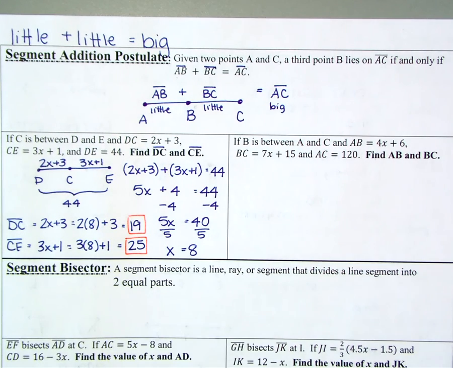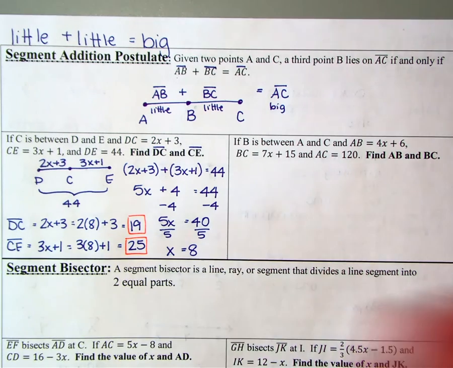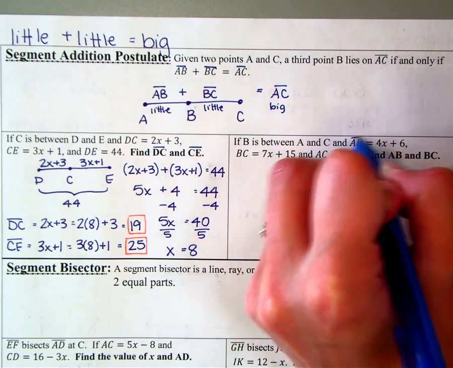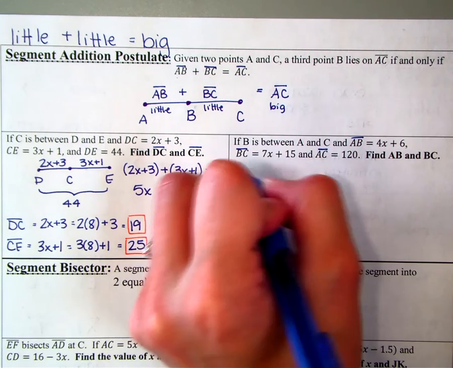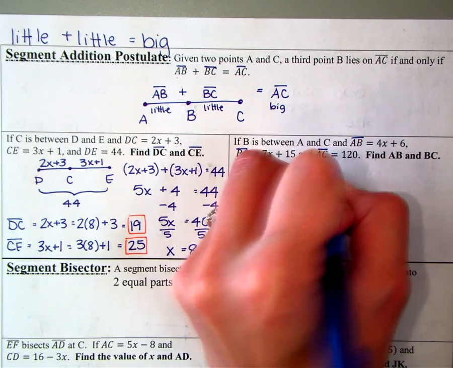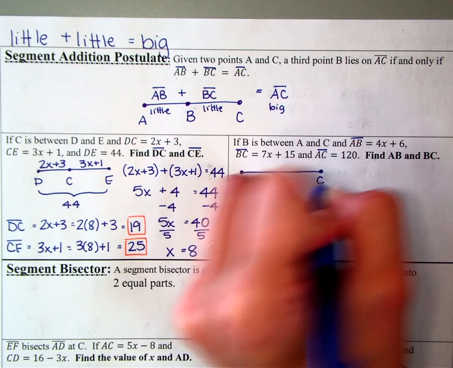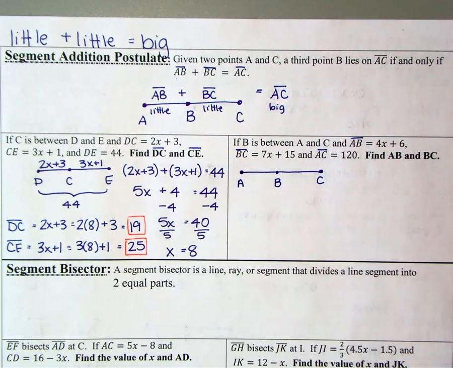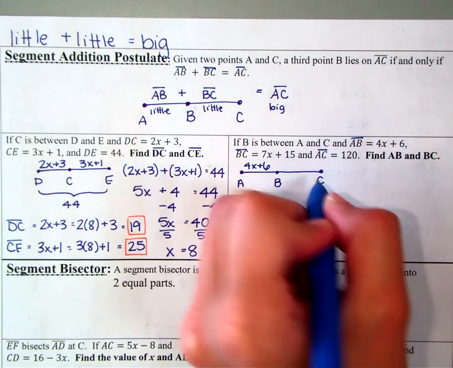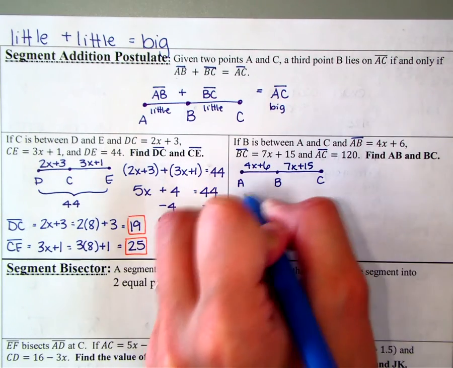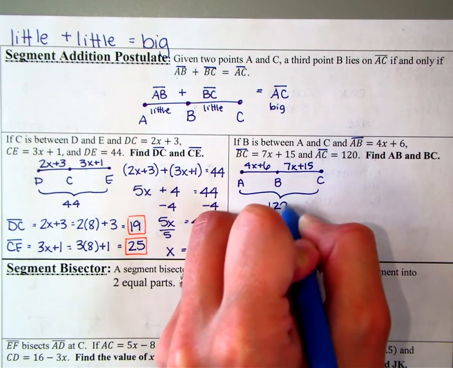So if we look at a second example, if B is between A and C, and AB is 4x plus 6, and BC is 7x plus 15, and AC is 120, find AB and BC. So first thing we want to do is draw our picture. So we know that B is between A and C. That's nice when it's alphabetical. AB is 4x plus 6. BC is 7x plus 15, and the whole thing is 120.